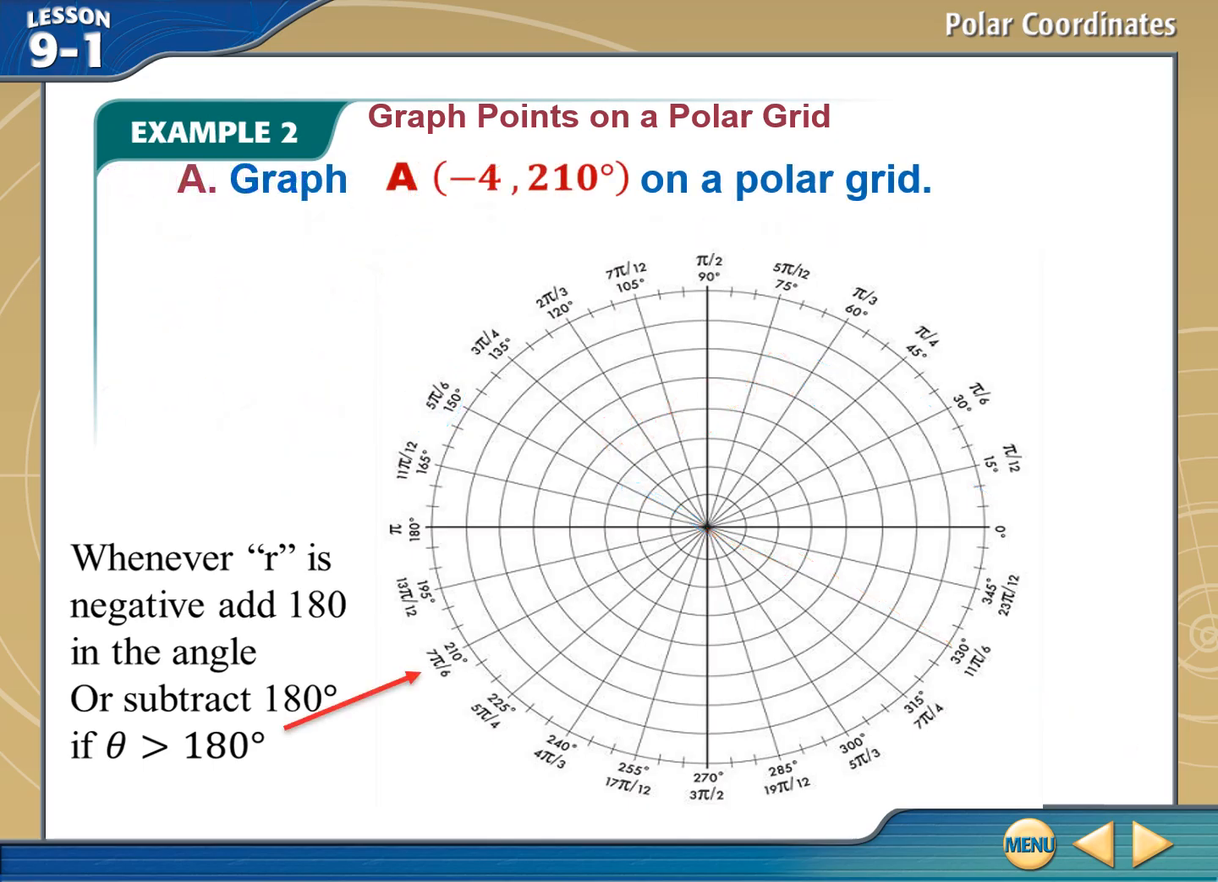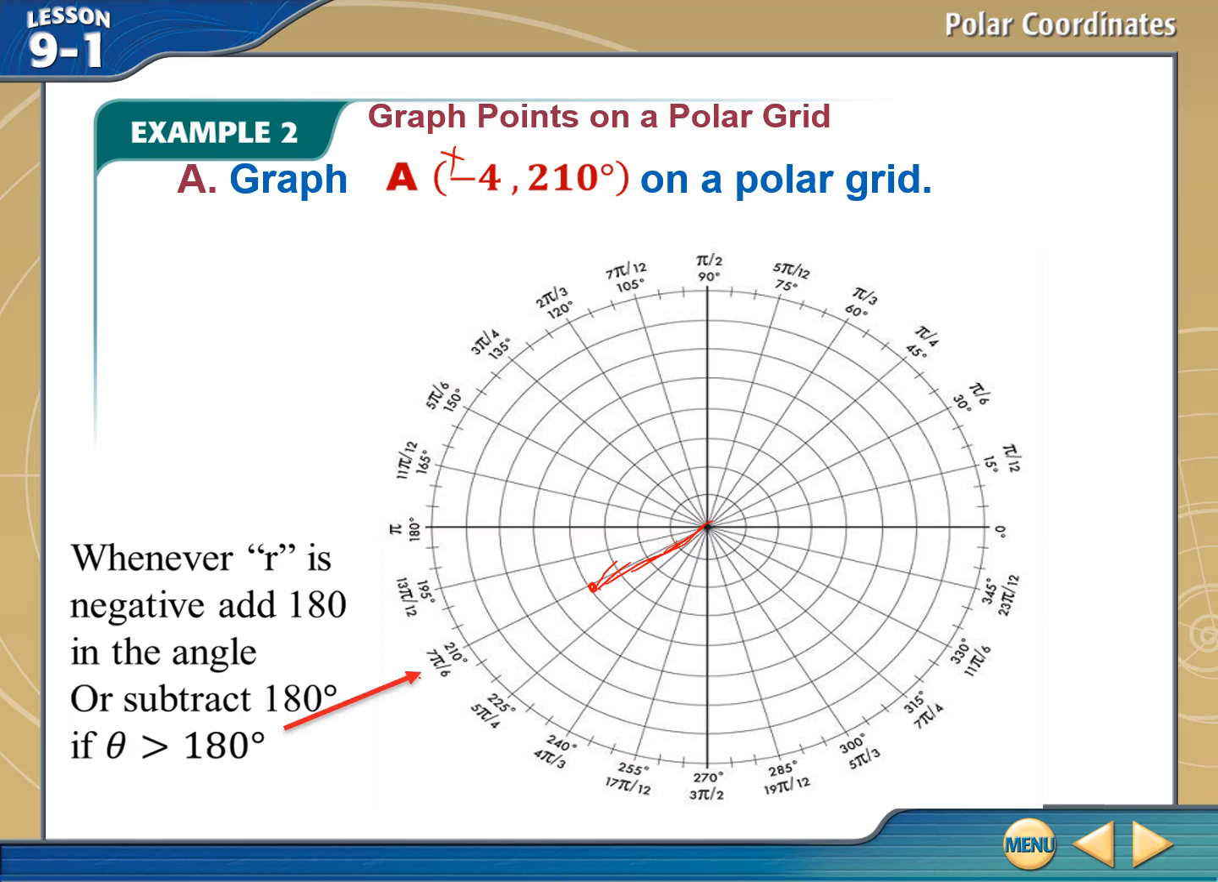Next point, minus 4 and 210. So first of all, ignore this negative and sketch 4 and 210. So where is 210? 210 is in the third quadrant over here. So on the fourth circle: first circle, second, third and fourth circle. So 4 and 210. Now just join it with the pole. Pole means the origin, the middle point.